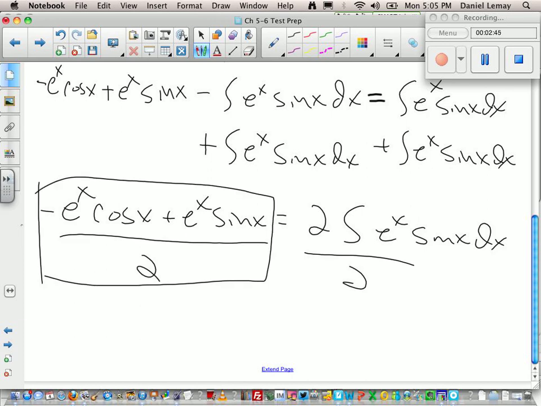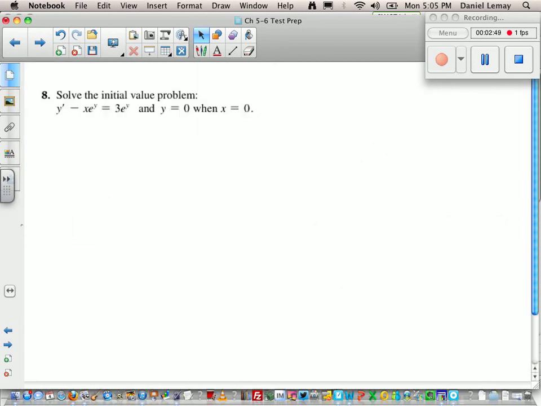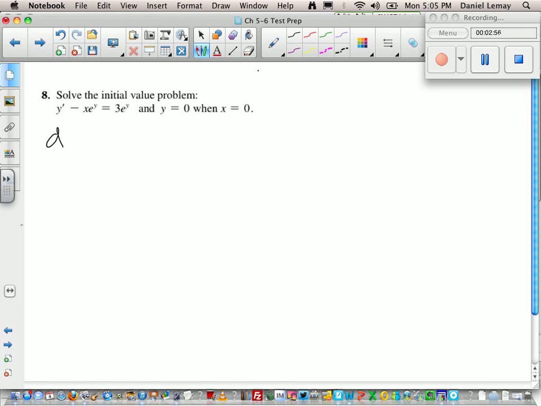And what I'm going to do is add this to both sides, which gives me 2. So I've got negative e to the x cosine x plus e to the x sine x equals 2 of the integral e to the x sine x dx, which just means I can divide both sides by 2. And that's what I did to get that answer. Okay.